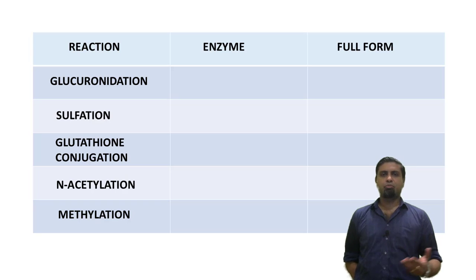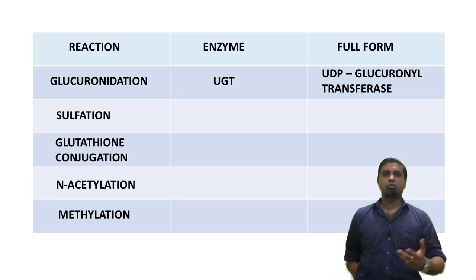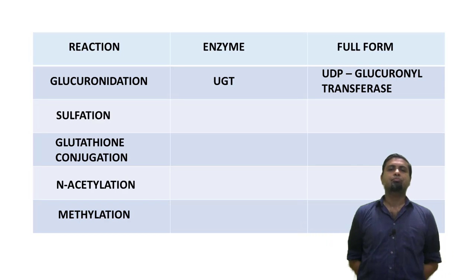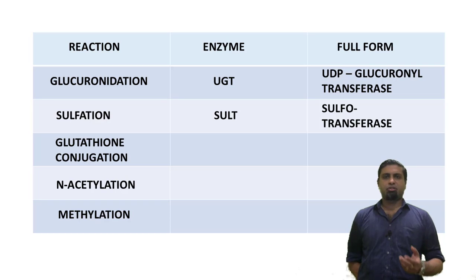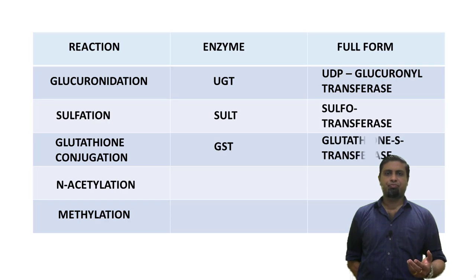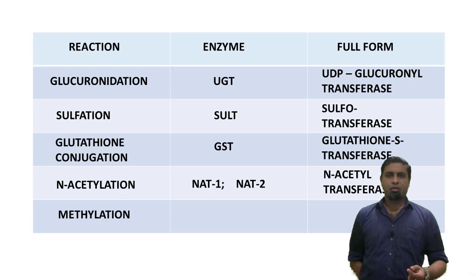Glucuronidation occurs with the help of an enzyme called UGT, the full form of which is UDP glucuronyl transferase. Of course, UDP stands for uridine diphosphate. It's a nucleotide like ATP. Sulfation occurs with the help of an enzyme called SULT or sulfotransferase. Glutathione conjugation occurs with the help of glutathione S transferase. N-acetylation occurs with the help of an enzyme called N-acetyl transferase, of which there are two isoforms, NAT1 and NAT2. Methylation occurs with the help of methyl transferase.